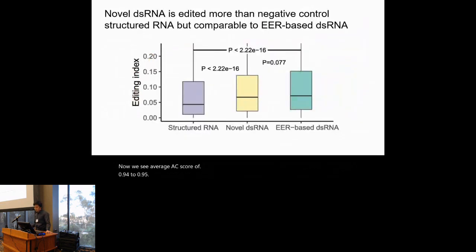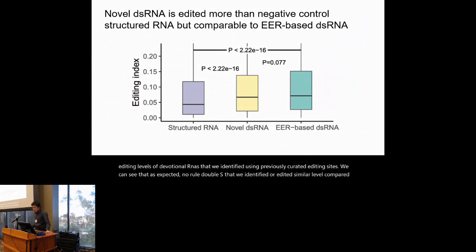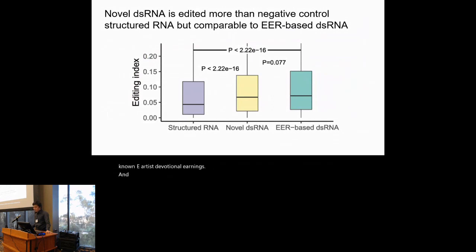After seeing that our model performance is high, we went ahead and tried to characterize editing levels of double-stranded RNAs that we identified using previously curated editing sites. We can see that, as expected, novel double-stranded RNAs that we identified are edited at a similar level compared to non-ER-based double-stranded RNAs, and at higher editing levels compared to structured RNA, which are the negative control regions. This also indicates that our double-stranded RNAs are confidently forming double strands.